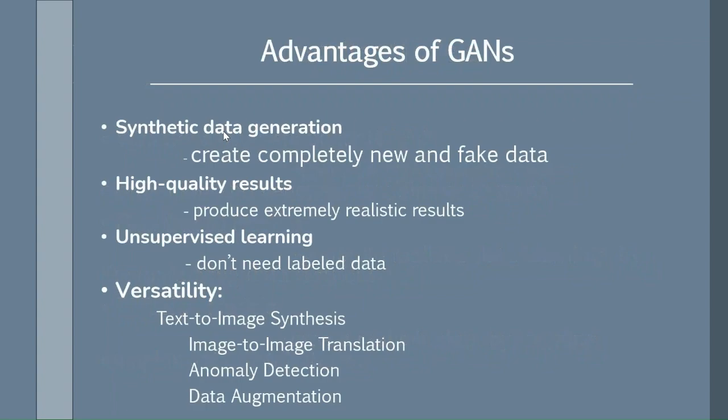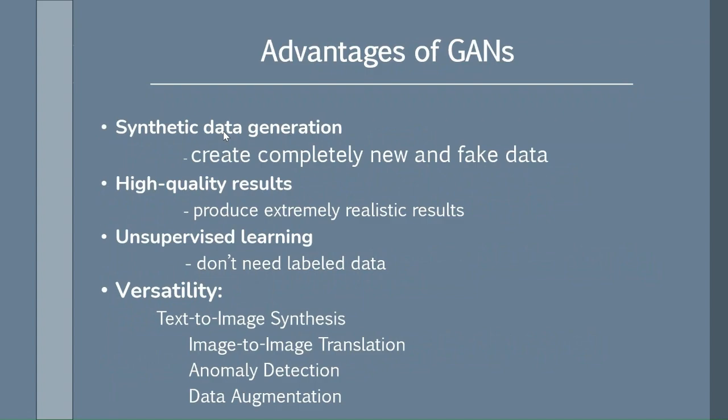There are some advantages of GANs, like synthetic data generation. GANs can create completely new and fake data that looks real based on the patterns they learn from actual data. Imagine you have a few pictures of cats and you want more pictures for your project. A GAN can generate new realistic looking cat images that don't exist in real life.